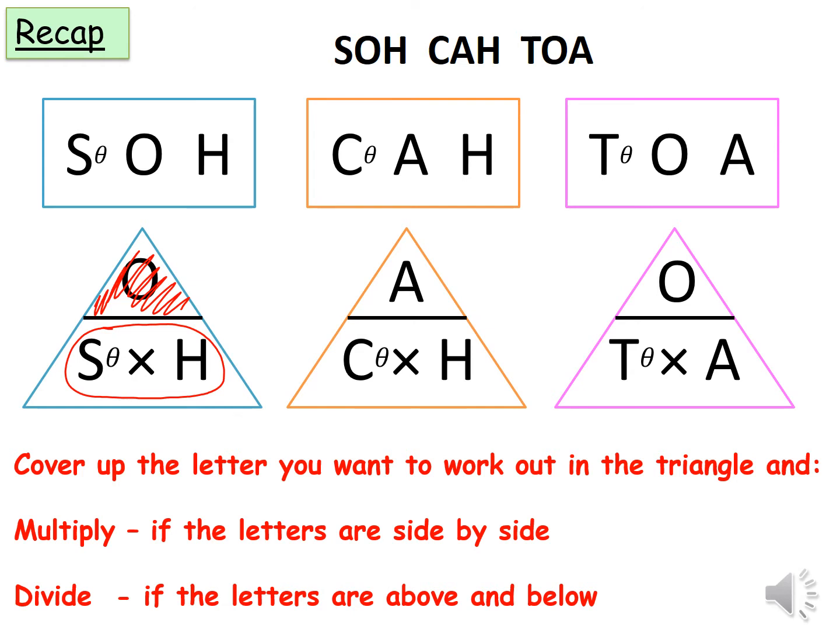Now if you wanted to divide, let's look at the cosine theta one, the cosine ratio formula. In this question we wanted to work out the angle, so we will cover up the cosine theta and be left over with adjacent over hypotenuse. And that's how we use this cover up method.